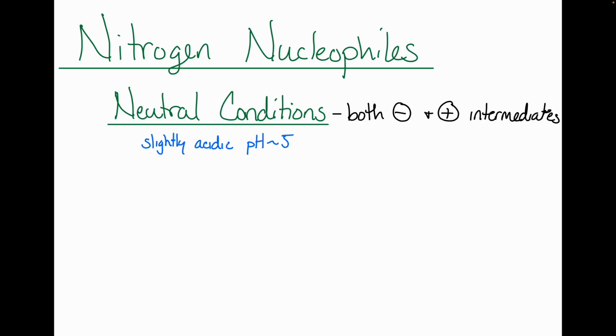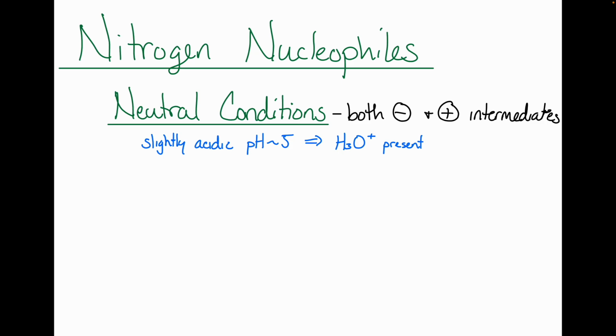Nowhere near the low pH that we're talking about when we say acidic conditions. When we say acidic conditions, we're talking about like pH 0, something ridiculously acidic. We are now under slightly acidic conditions. Importantly, that means that we do have hydronium ions present. There is some small concentration of hydronium floating around in that solution, which is going to be important.